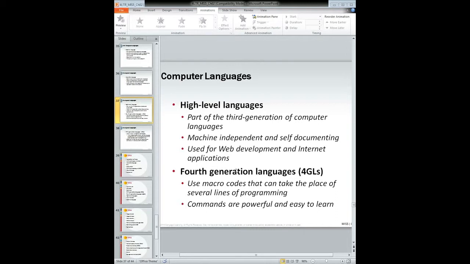We also have fourth generation languages, which are the easiest computer languages to use. The commands are very powerful, very easy to learn, and it's an English-like language. Maybe some of the commands that you can think about is SQL, or structured query language, which we will talk more about in a database class, and is a great example of a fourth generation language.